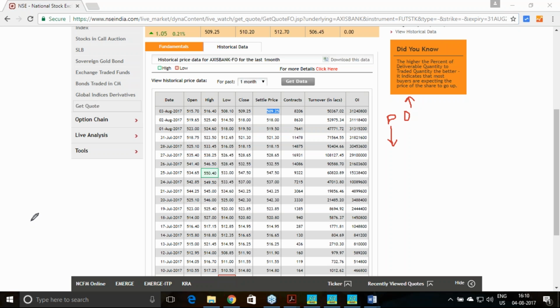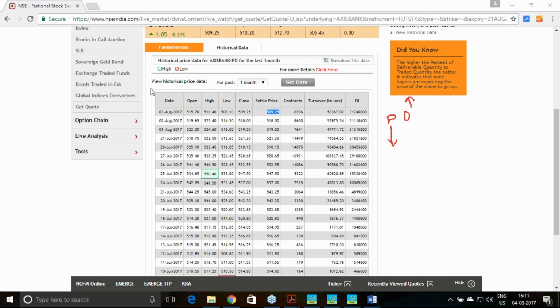So long build up happens when the prices are rising along with the open interest rising. When the prices are falling with the open interest increasing, it is said that short is building up, so short positions are increasing. So this is the thing that happened for the 3rd August open interest.